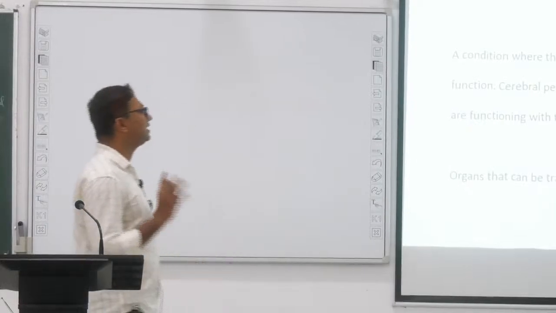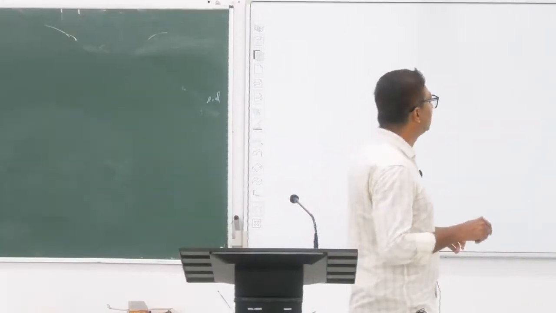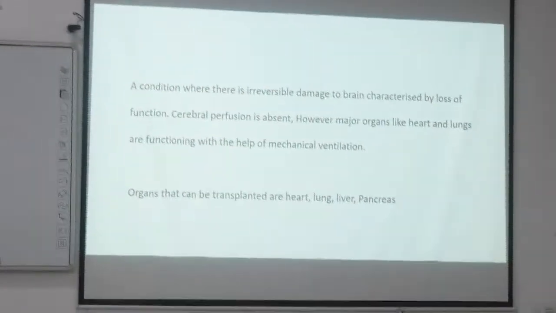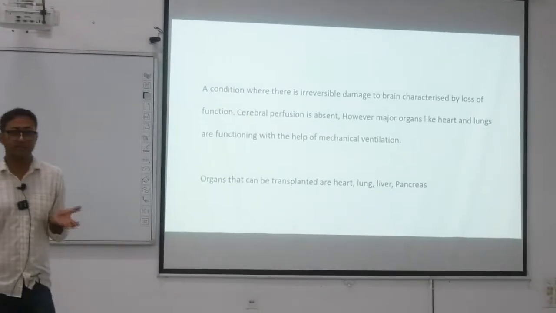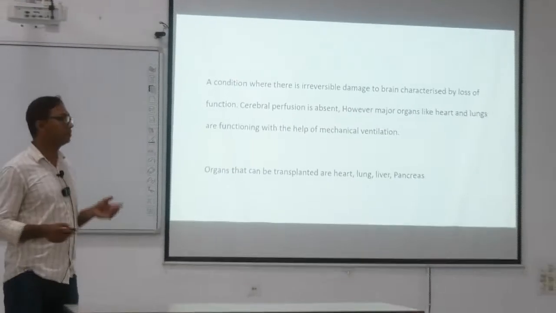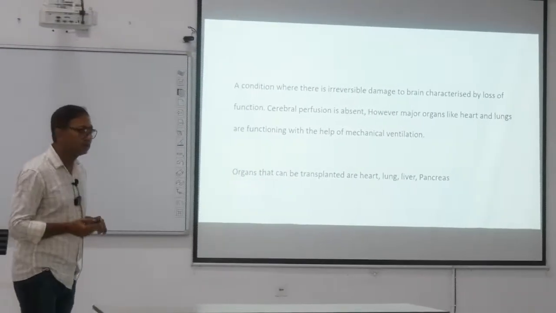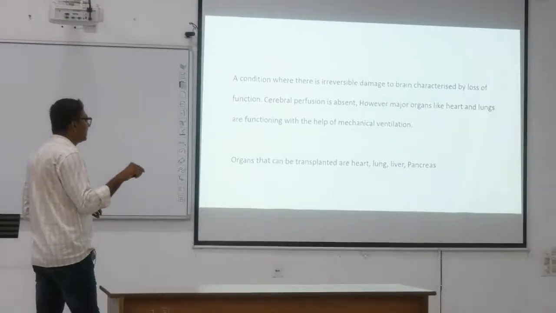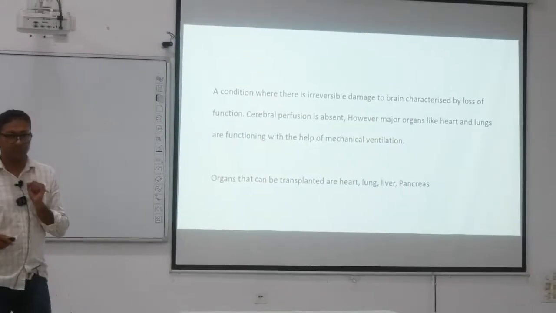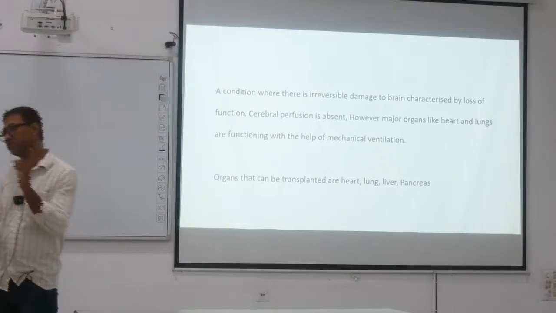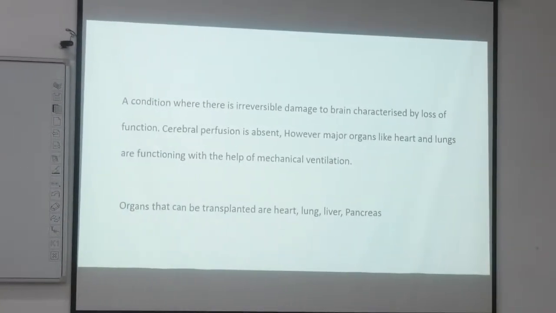So first of all, what is brain death? First know the definition of brain death. A condition where there is irreversible damage to brain. The damage is irreversible, it will not revert back. The most important word you need to write, highlight, is irreversible. Characterized by loss of brain function which is irreversible. Brain cannot be revived back, right?